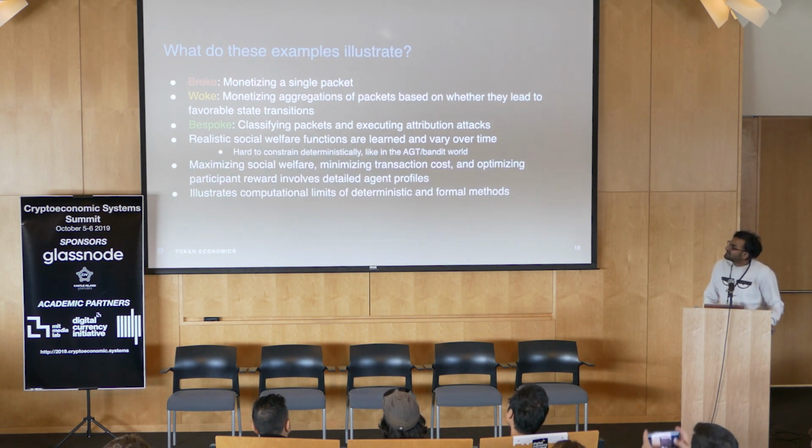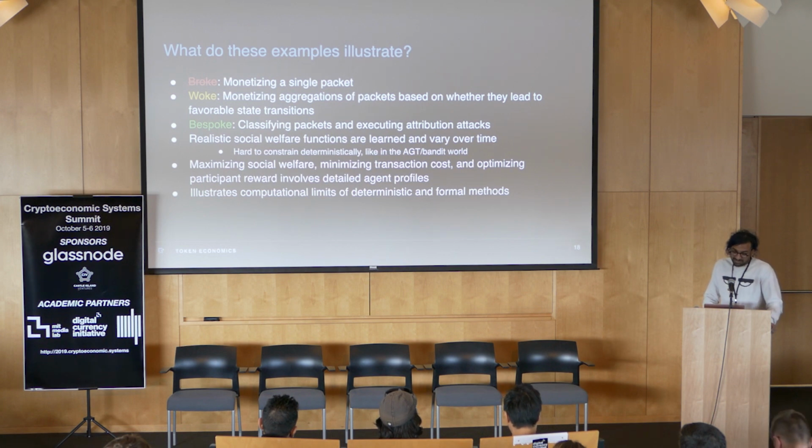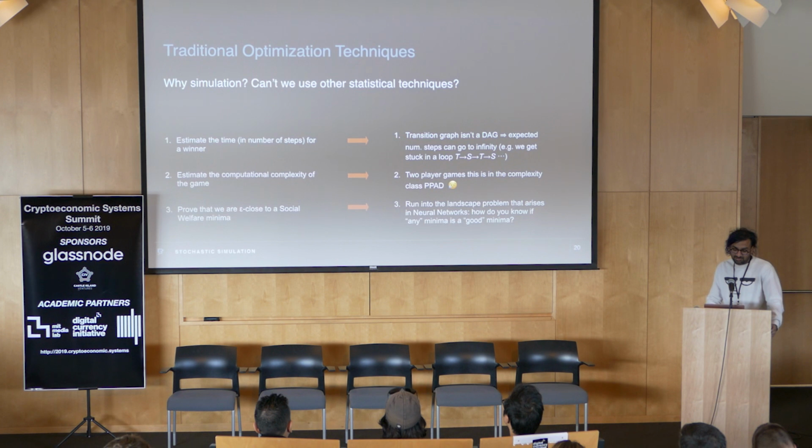Previously, we monetized single packets. Now we monetize aggregations of packets in a block, which is many state transitions, which gives us a much larger state space to do this optimization problem over. And the bespoke thing is really the chain analysis, the attribution attacks. It turns out there are a lot of weird restrictions from algorithmic game theory that show you can't solve these things exactly. So we come to simulation.